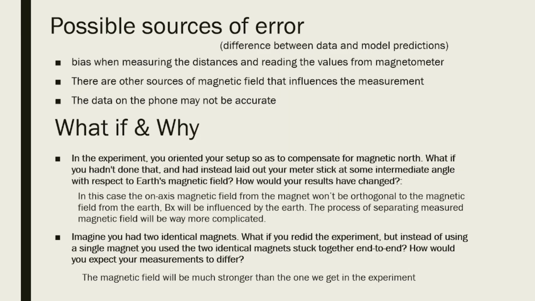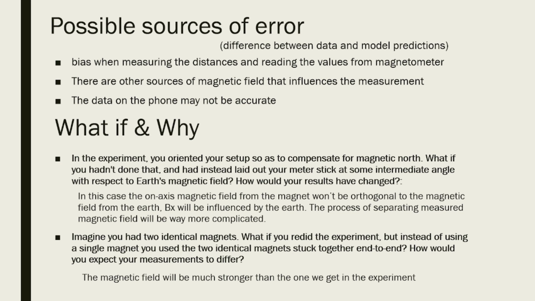and we can see that it's quite different from our measured value, so there must be some possible sources of error. There might be bias when I'm measuring the distance or reading the value from the magnetometer. Meanwhile, there might be other sources of magnetic field that influence the measurement, like my iPad or my computer. And besides that, the data on my phone might not be 100% accurate. So they all may lead to error.